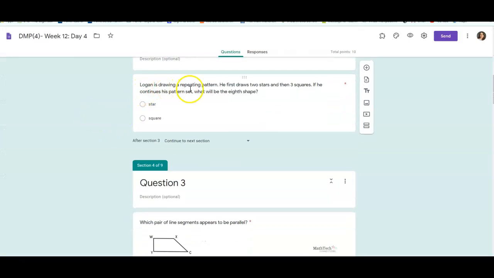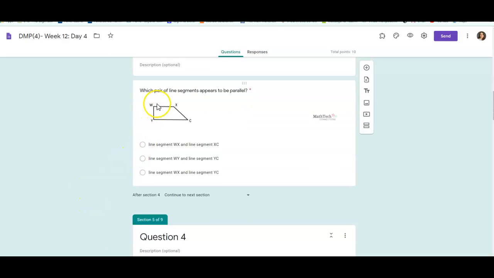Logan is drawing a repeating pattern. He draws 2 stars and then 3 squares. If he continues his pattern set, what will be the 8th shape? So probably the easiest way to solve this is to imagine the 2 stars and then 3 squares. And that's the 5 shapes. We need the 8th shape following that same pattern.